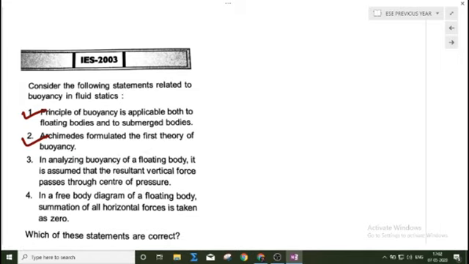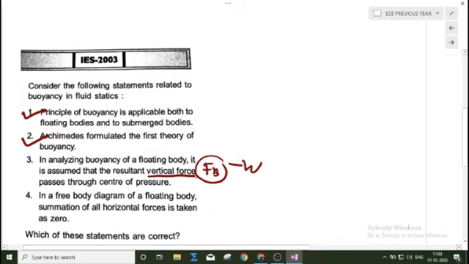Then third is, in analyzing the buoyancy of a floating body, it is assumed that the resultant vertical force, which means the buoyancy force minus the weight of the body, is the resultant force that passes through the center of pressure. Is it? Center of pressure is nothing but, in hydrostatics, that given by the horizontal thrust of the water.